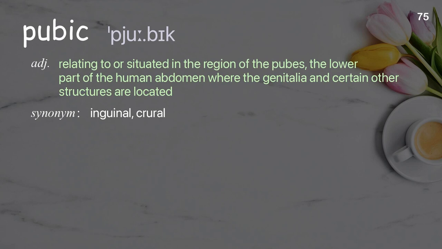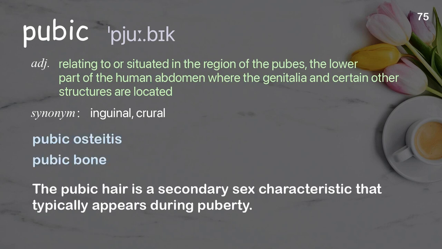Pubic. Relating to or situated in the region of the pubes, the lower part of the human abdomen where the genitalia and certain other structures are located. Examples: pubic osteitis, pubic bone. The pubic hair is a secondary sex characteristic that typically appears during puberty.